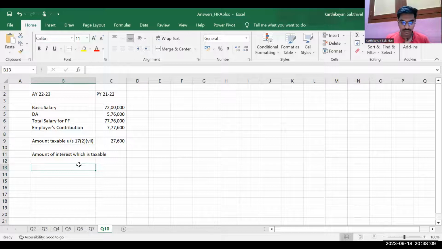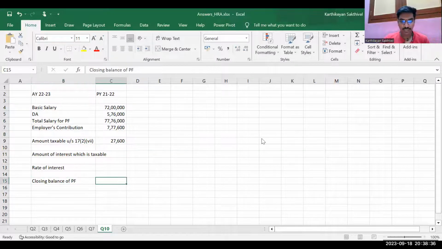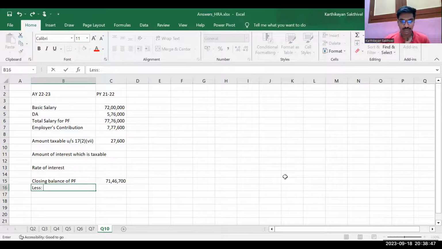So first, we need the rate of interest. So what is the opening balance? The opening balance comes to 50 lakhs 35,000. Closing balance is 71,46,700 as at 31st March 2022. Closing balance of PF is 71,46,700 minus contributions.